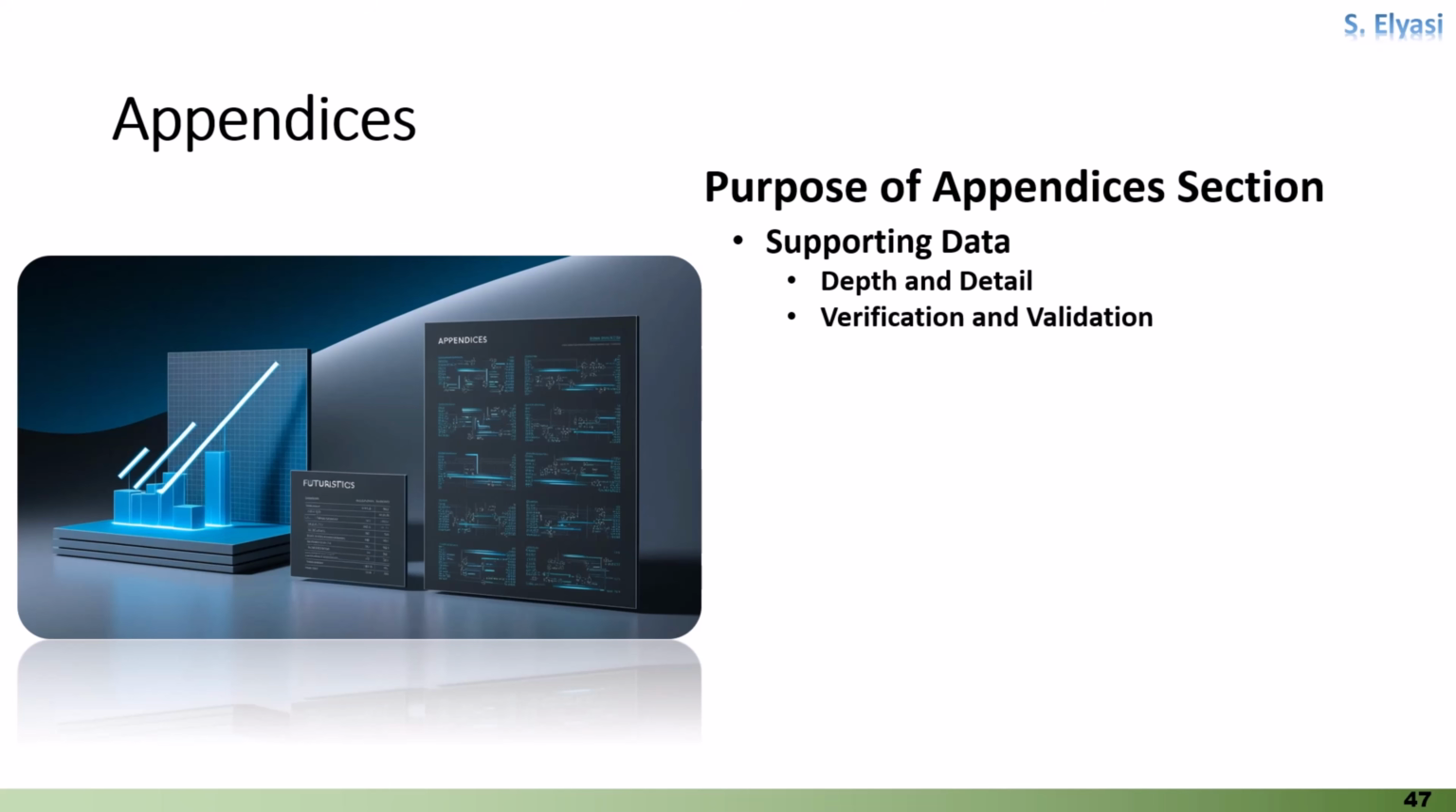Verification and validation. Including raw and additional processed data in the appendices allows readers and peer reviewers to verify, reproduce, or further analyze the findings reported in the study. This openness is crucial for the scientific method, providing a basis for trust and further inquiry.